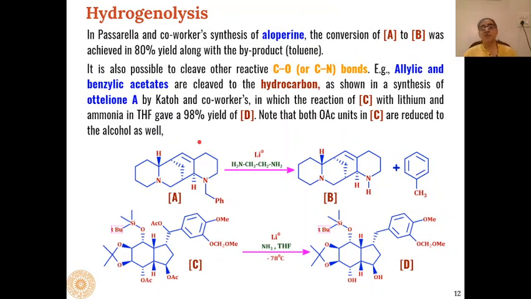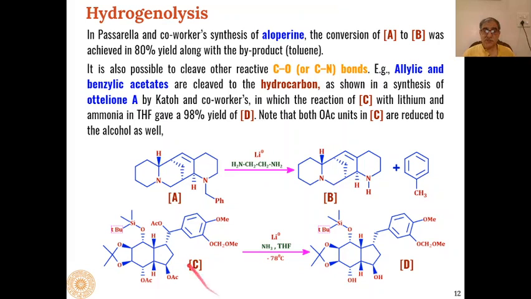Then some examples in natural products in case of hydrogenolysis. For example, in the synthesis of alloperine, this type of heterocyclic compound has an N-benzyl group attached to it. So here the cleavage of this N-benzyl group will take place at this place, and the carbon-nitrogen bond will be cleaved, and we will get toluene and the secondary amine as the product when we use lithium metal for dissolving metal reduction, using ethylenediamine as the solvent.